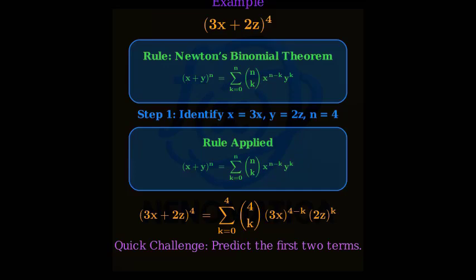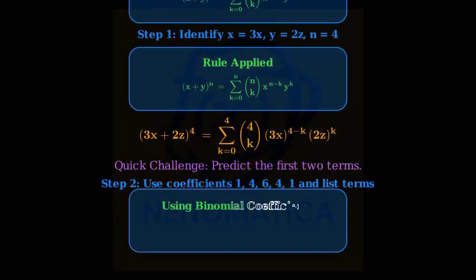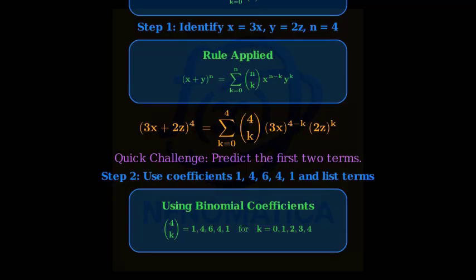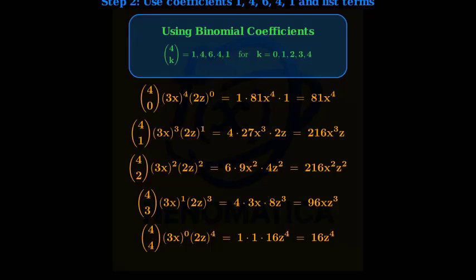Step 2. List each term using the binomial coefficients. The coefficients for n equals 4 are 1, 4, 6, 4, 1. We apply the rule and substitute k from 0 to 4. Now compute each term carefully and keep all math in bold.